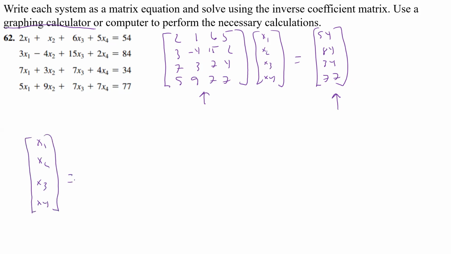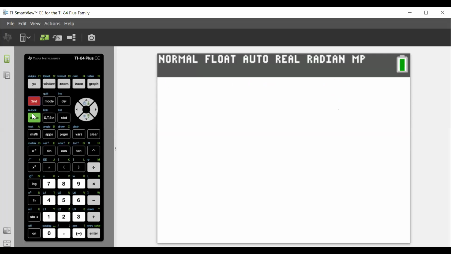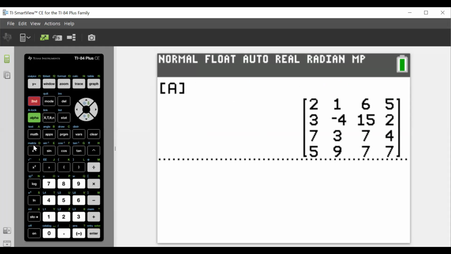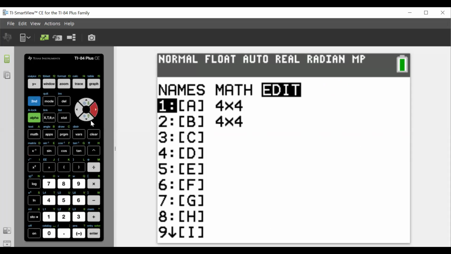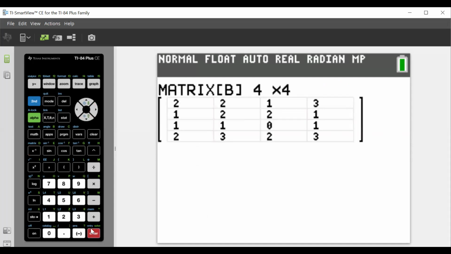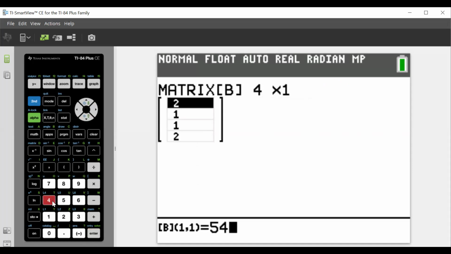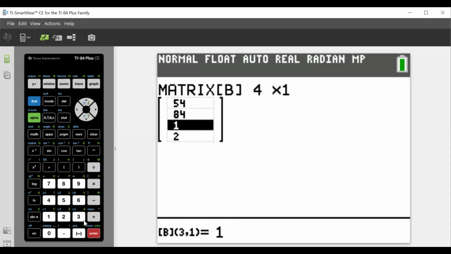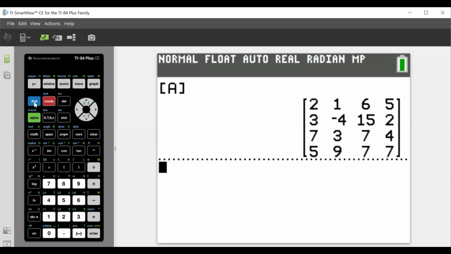All right. So, and that's going to be whatever that inverse is. And so let's go ahead and do that. So let's go to our calculator. And so matrix, and I've typed in the first one. Now the second one is not going to be too hard. We just come over here and we're going to type it in here. So this is going to be 4 by 1, and that's our 54, 84, and then it was 34, and then 77. Okay.